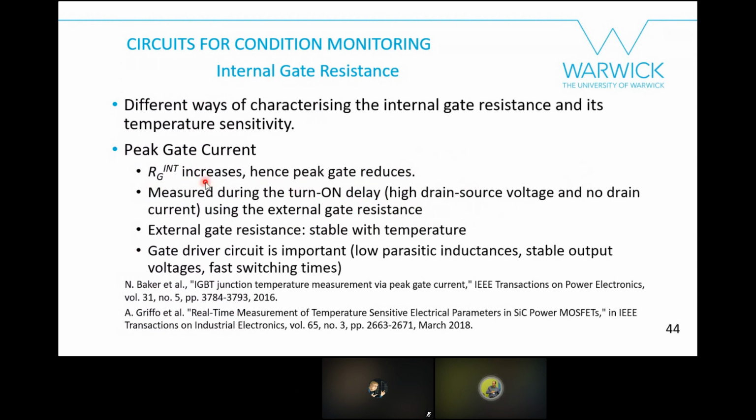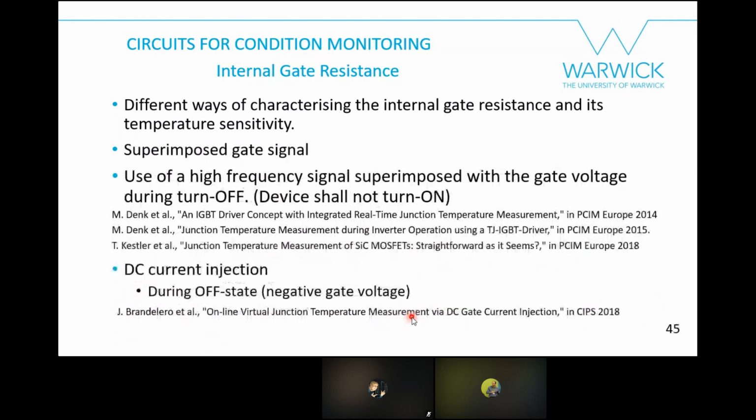You can track the peak gate current. This external gate resistance has to be stable with temperature, and your gate driver circuit is important. You will require low parasitic inductances, stable output voltages, and fast switching times, because you want to detect the peak gate current. Some bibliography references are there where the circuit was proposed, and some people used this circuit on silicon carbide MOSFETs.